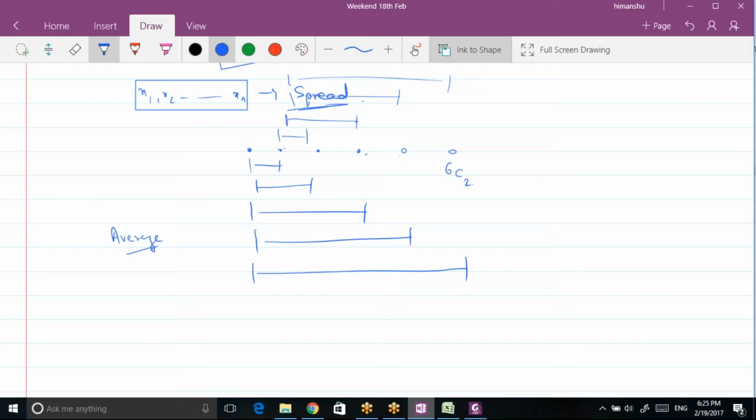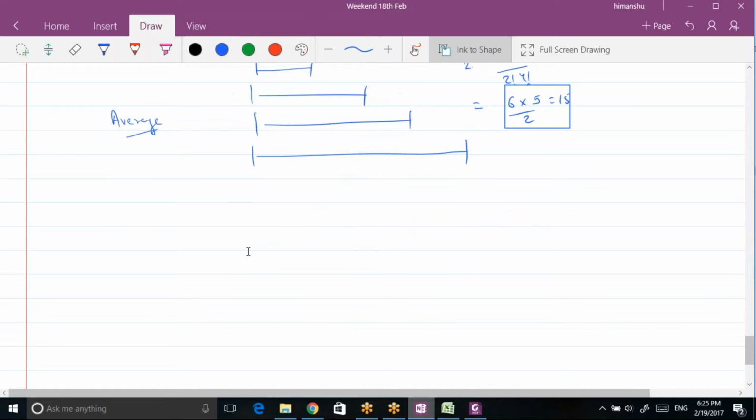Okay. I think a few of you might not be familiar with this. It's okay. It's nothing but 6 factorial upon 2 factorial into 4 factorial, which is nothing but 6 into 5 upon 2, which is 15. So I have to measure 15 distances. A better way to find out is like this.